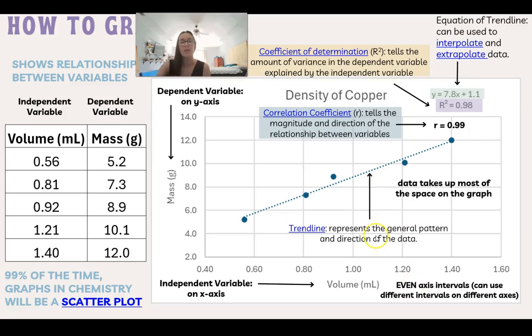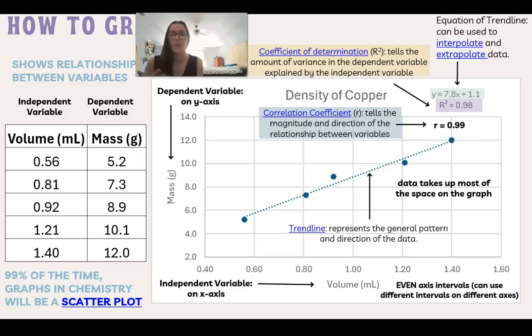Okay, so r tells us if the relationship is positive or negative. r can vary anywhere from -1 to 1, and if it is closer to either of those extremes, it tells you that the relationship between the independent and dependent variables is stronger. And if you had an r value around 0, that means there is no significant relationship between the independent and dependent variable.